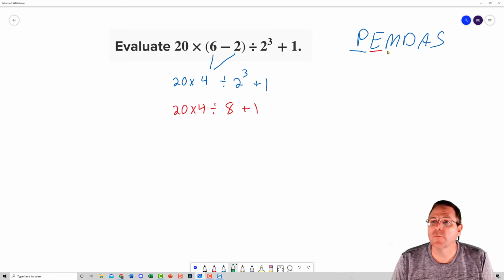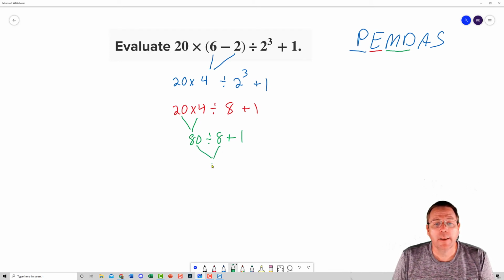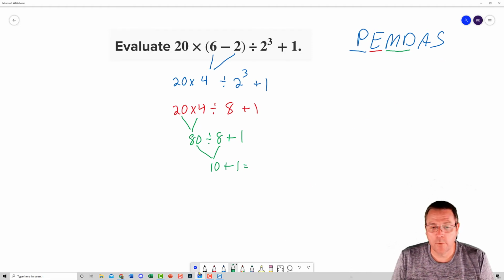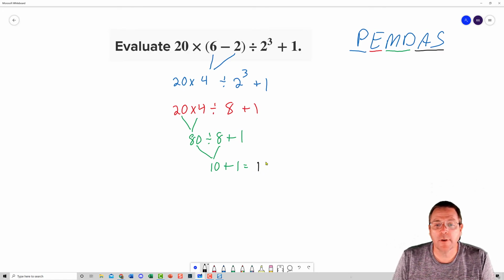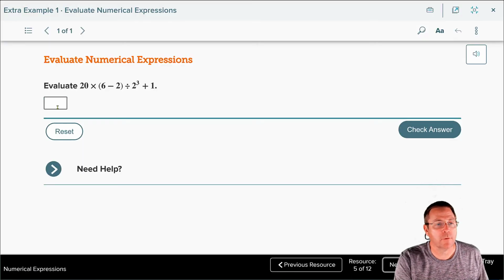And now it's time for me to multiply and divide from left to right. So 20 times 4, that's going to end up being 80 divided by 8 plus 1. Now we got a division working from left to right. 80 divided by 8, that's going to become 10 plus 1. And from there, we're going to finally get to good old Aunt Sally. Add and subtract from left to right. 10 plus 1, I'm sorry, is going to give us 11, which will be our final answer.